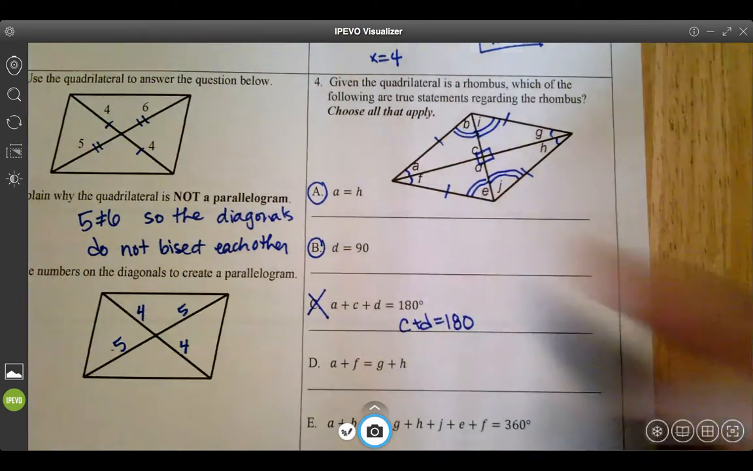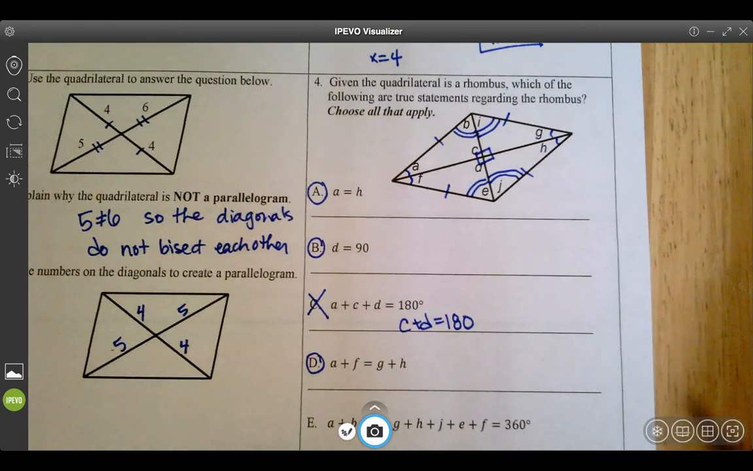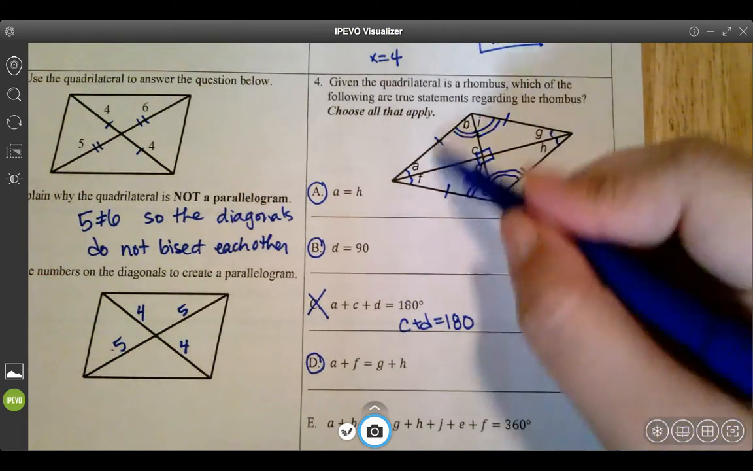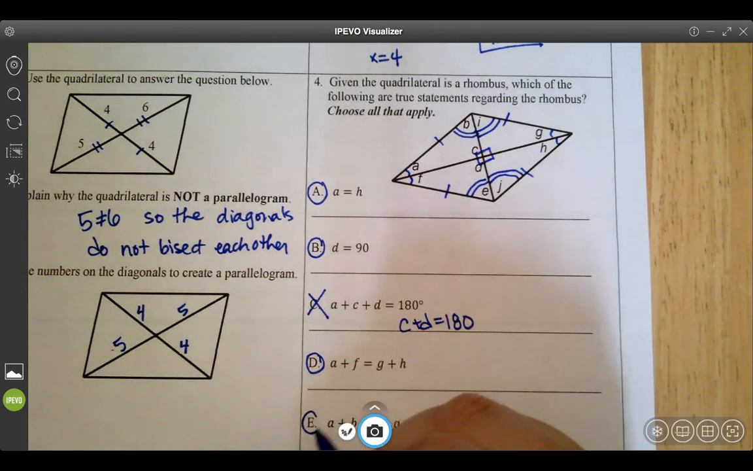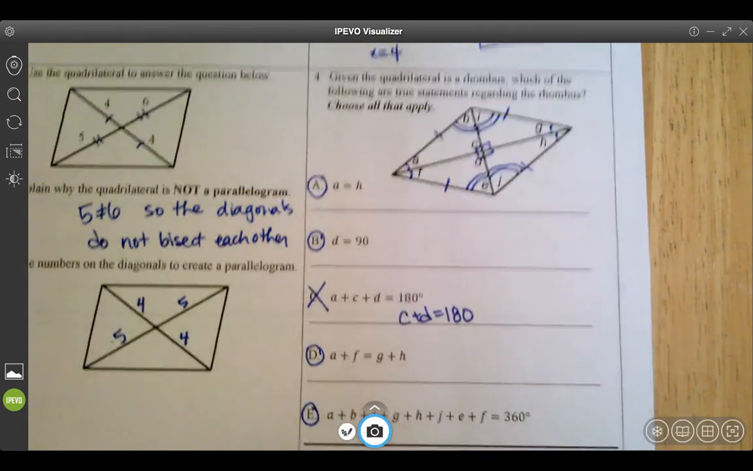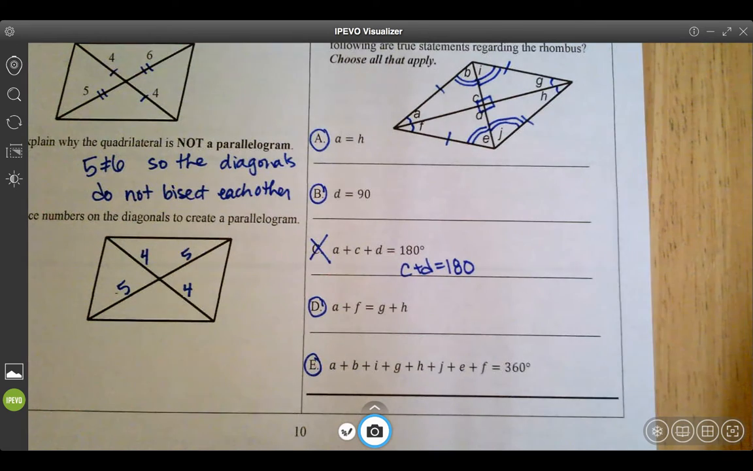A plus F equals G plus H. Yes, opposite angles are congruent. And A plus B plus I, we're going around the side, plus G plus H plus J plus E plus F is 360. Well, we know that the angle sum for a four-sided figure is 360, so yes. So the only one that's not true is part C.